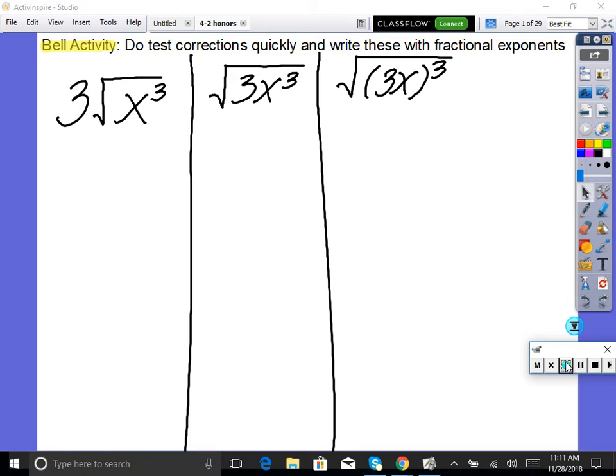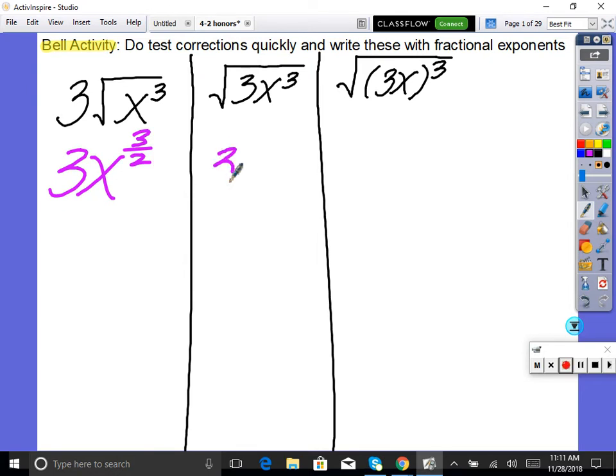Okay, let's see if you can get this right on the exam. How would you write this one with fractional exponents? Just shout it out. 3x to the 3 over 2. 3x to the 3 over 2, no parentheses necessary. Correct. What about this one? It's the hardest one for people for some reason.